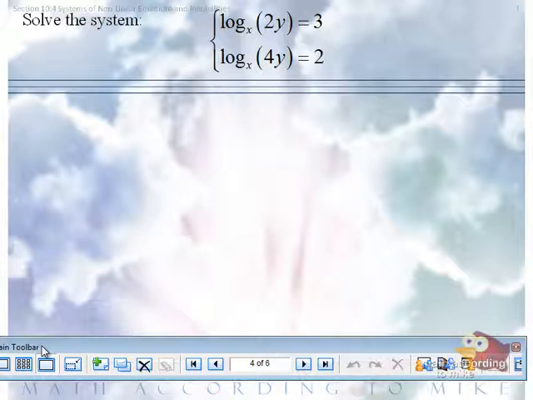As it stands right now, neither of them are really great for elimination. But after some rewriting, maybe elimination is the way to go. So how would you like to rewrite them? Sure. What would the first one be as an exponential equation? And what would the second one be?